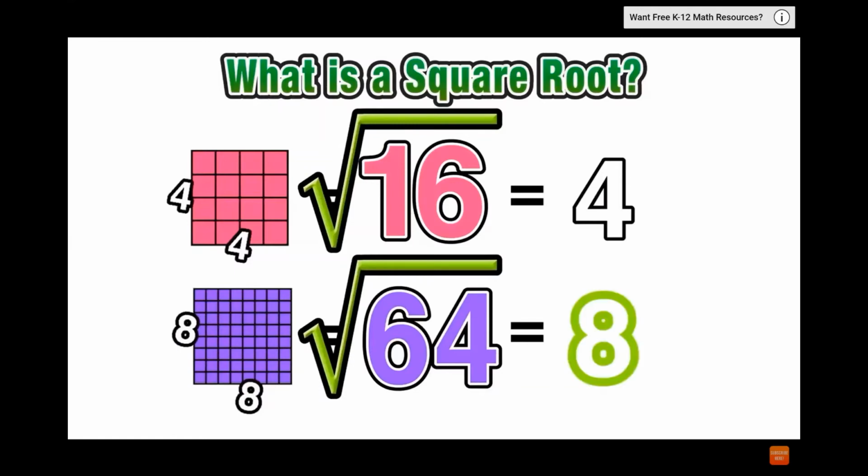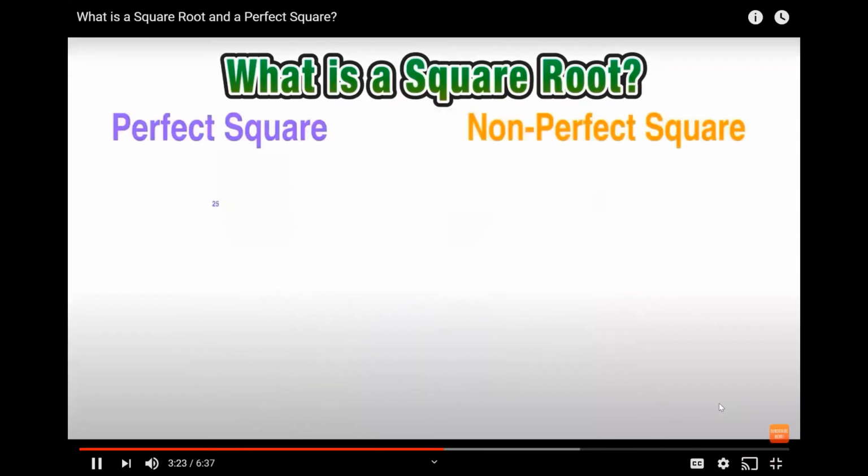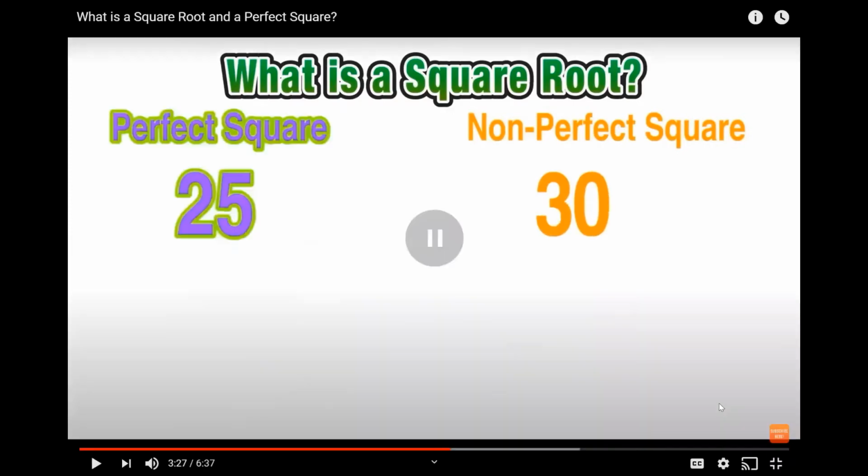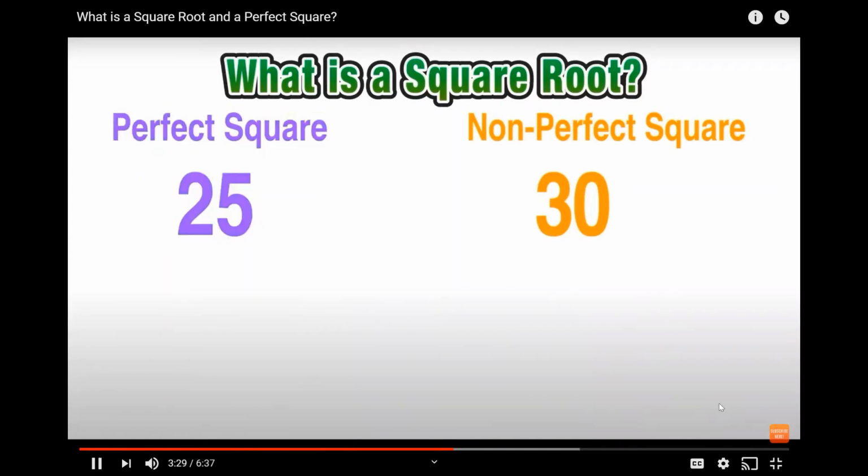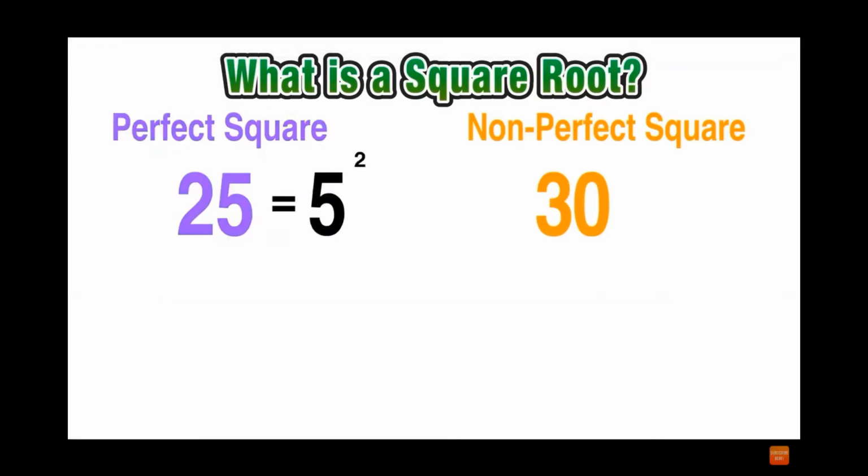Very simple. So the most important thing to take away from this lesson is that relationship between a perfect square and its square root. And now we can explore that relationship a little bit more. Let's take a look at an example of a perfect square, 25, and a non-perfect square, 30. Pay close attention to this right here. Now 25 is a perfect square because 25 is equal to 5 squared.